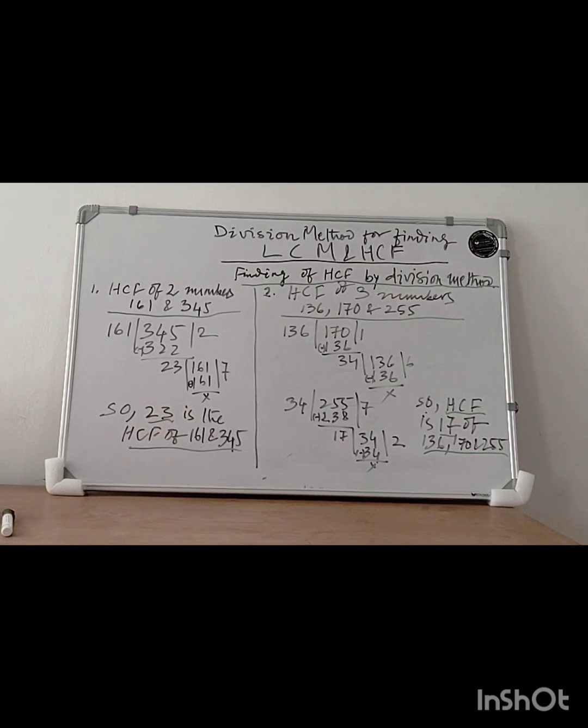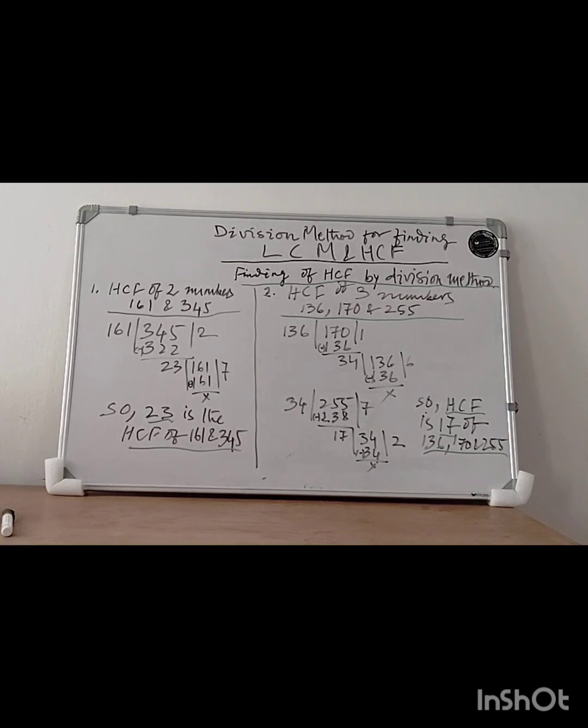So first I will discuss how to find out the HCF of two numbers. Let us take two numbers here, 161 and 345. So divide 345 by 161. Basically, the smaller number becomes the divisor and the larger number becomes the dividend.